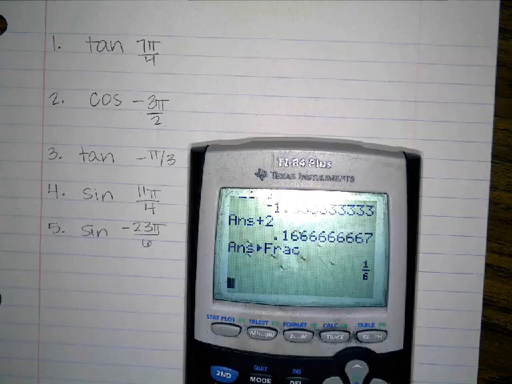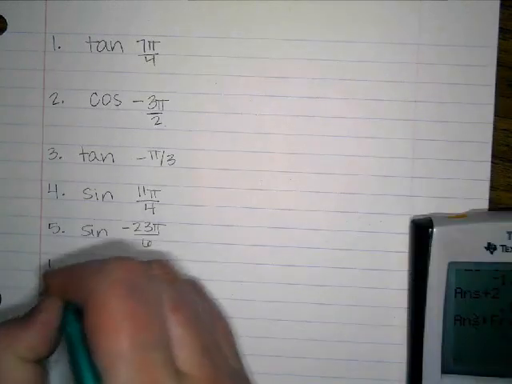Let's find tan of 5 pi fourths. Tan of 5 pi fourths.